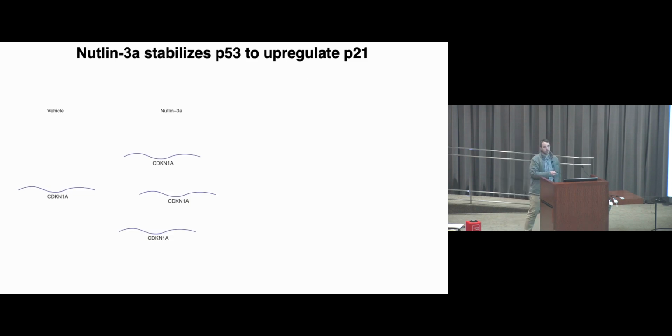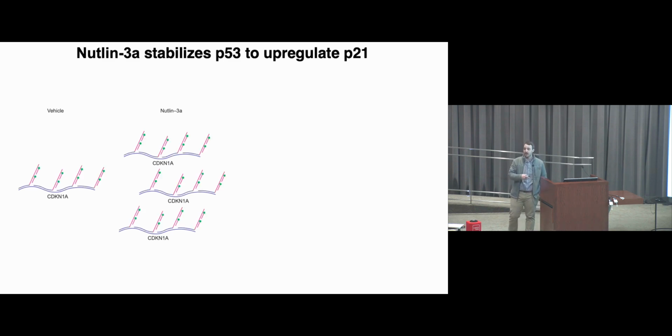So schematically, what are we seeing? In the vehicle treated, there's just less transcripts. It's really a simple assay, right? In the melton-3A, we know p53 activates CDKN1A, that's p21, and it's just more transcripts, which means more green dots, more fluorescence, right? And we can measure that here.